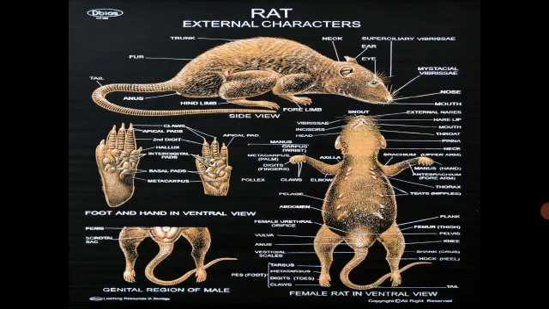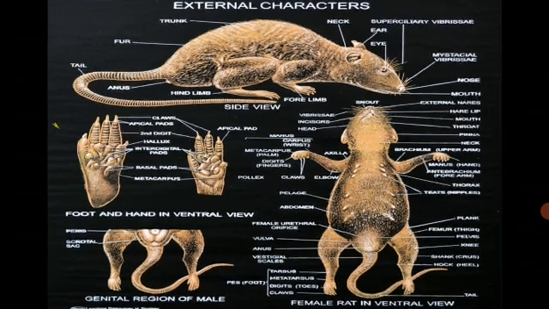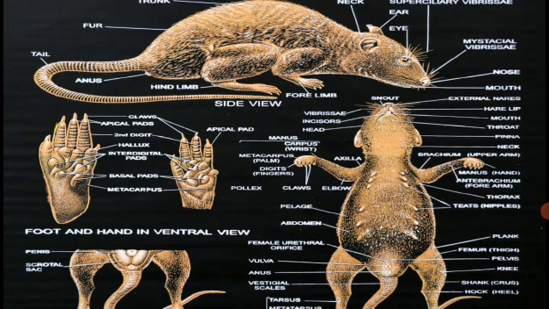So here, just now we observed the hand. Actually this is the hand and this is the foot. Okay, hand and foot. The hand possesses a walking pad, and the hind limbs are much longer. Okay, see the length of the hind limb and the length of the forelimb. So the hind limbs are much longer than the forelimbs.